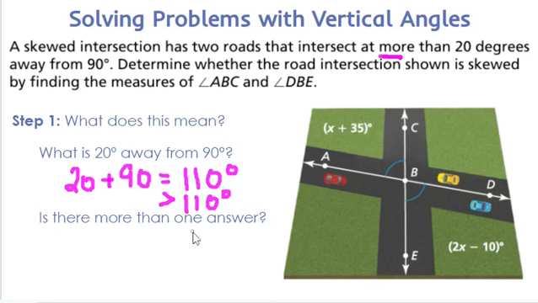So is there more than one answer? Yeah. We can have a pair of vertical angles that are 111 degrees. We can have them that's 120 degrees. We can have a whole bunch of different possibilities. So yes, there is more than one answer here.